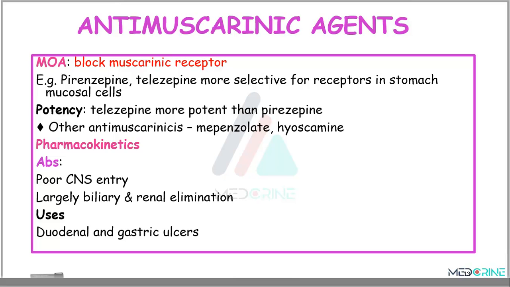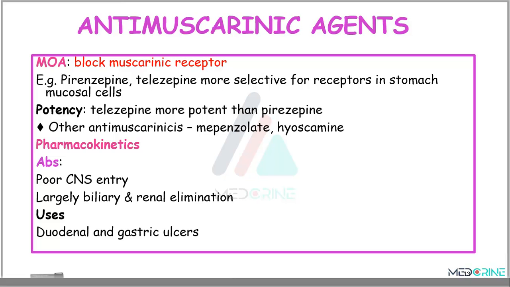Another type of drugs is known as antimuscarinic agents. The antimuscarinic agents work by blocking muscarinic receptors, and examples of these drugs are pirenzepine and telenzepine, which is more selective for receptors in the stomach mucosal cells. Telenzepine is known to be more potent than its predecessor, pirenzepine.